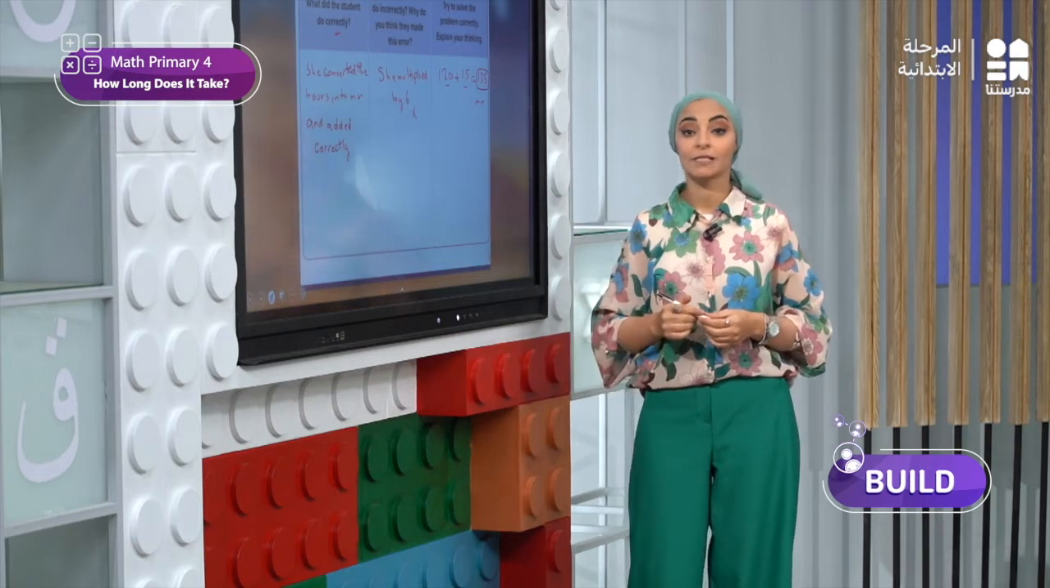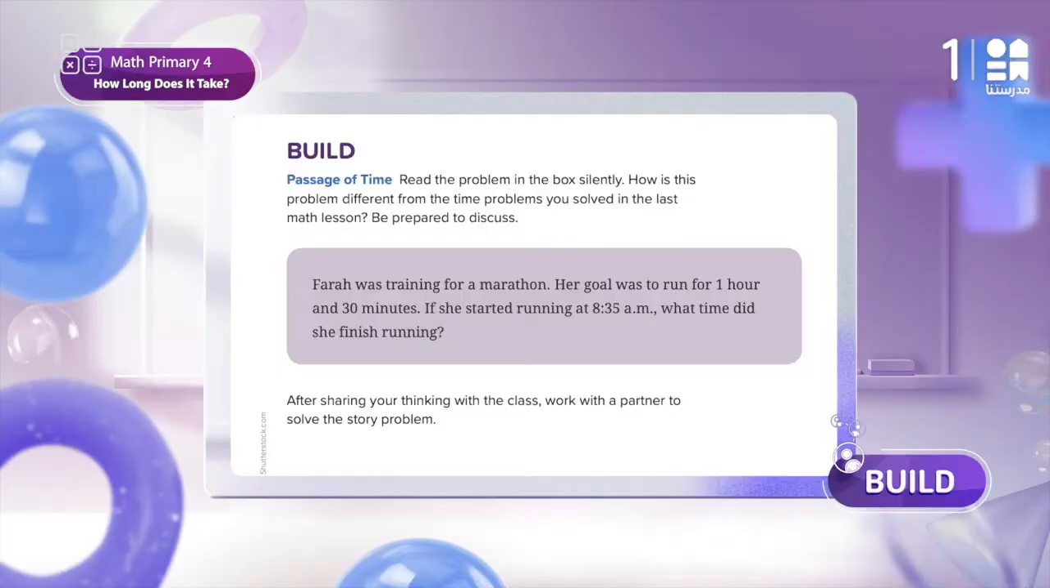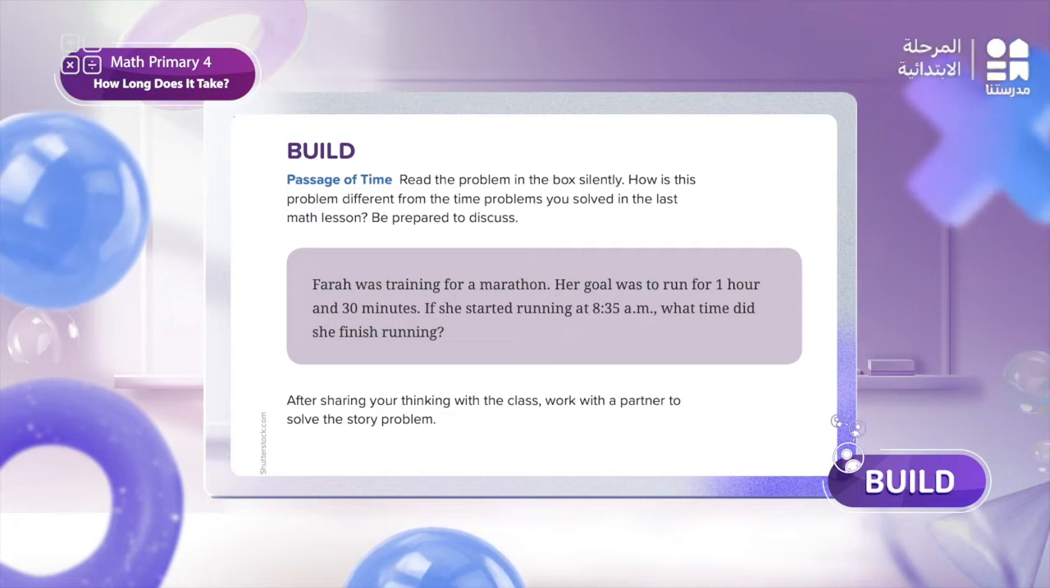The problem here is about, let's see, here is page 135, it is talking about Farah, whose goal is to run every day an hour and 30 minutes to train for a marathon.